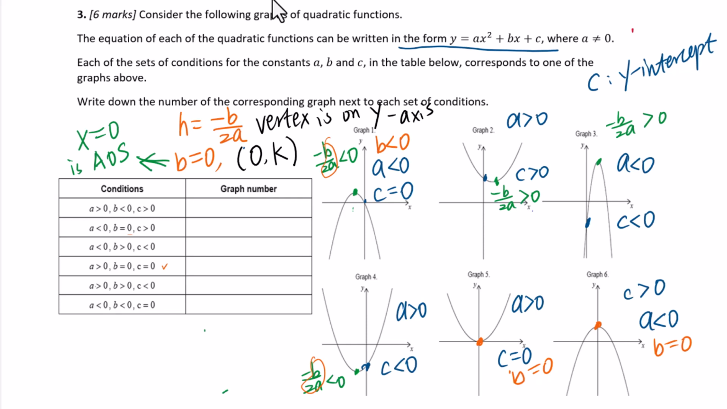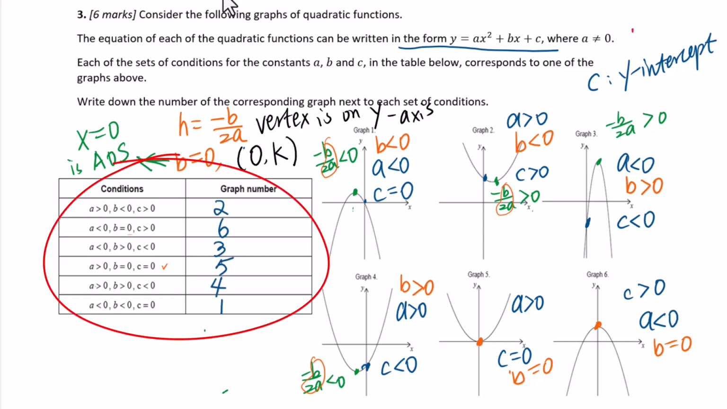a is greater than 0, means b greater than 0. For this vertex, b over 2a is negative. a and b have different signs. b is less than 0. Same for graph 3. When a less than 0 means b is greater than 0. So this is the answer.